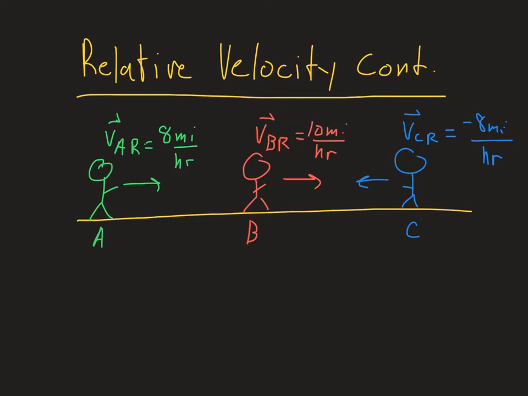I have Alice, Bob, and Charlie, and Alice is running at 8 miles per hour. The way we've defined the coordinate system, to the right is positive. She's going at 8 miles per hour. Bob is going at 10 miles per hour. And Charlie is going the other direction towards them, so it's minus 8 miles per hour. And this is all relative to the road. So the yellow here is the road, and if we're a spectator and we're fixed with respect to the road, this is how we would see them if we're standing on the sidelines here.